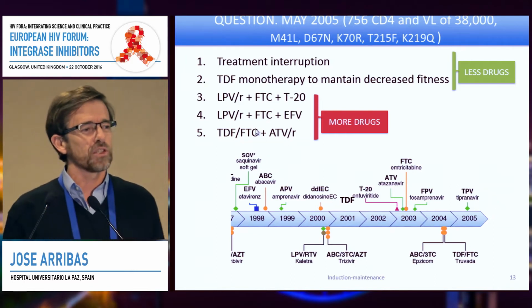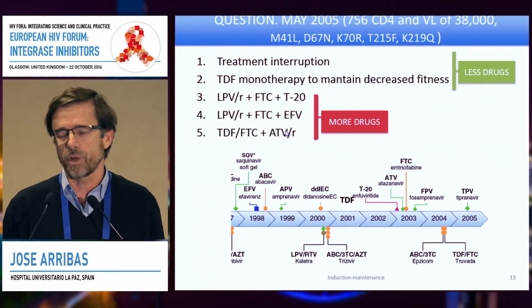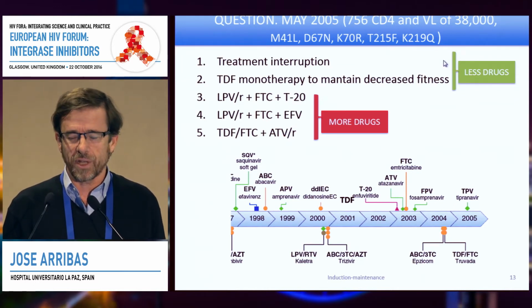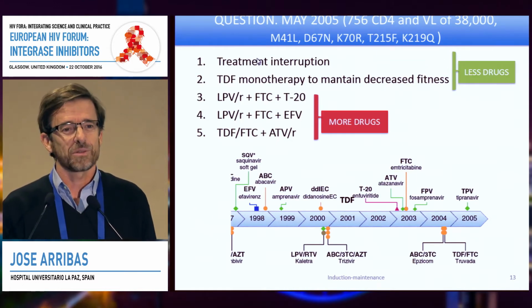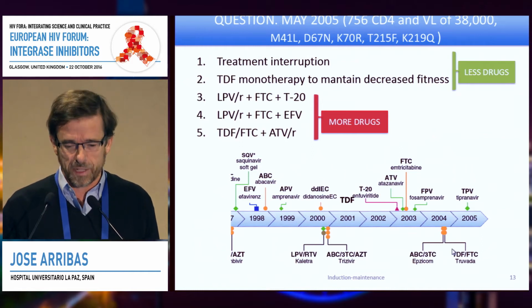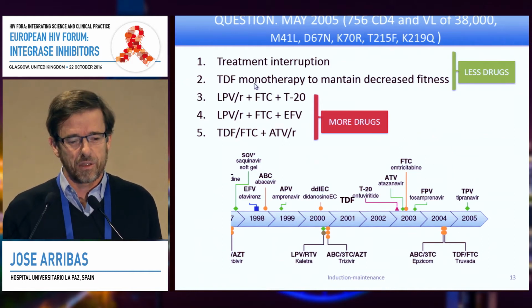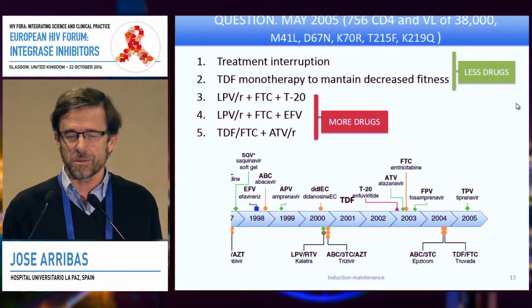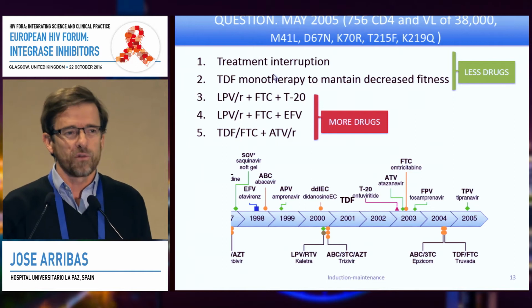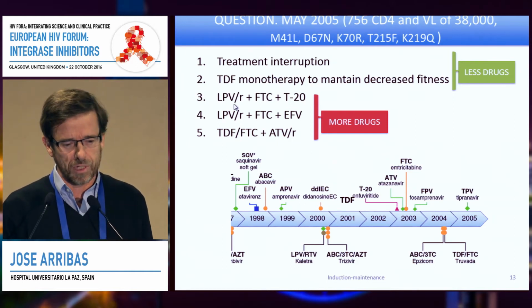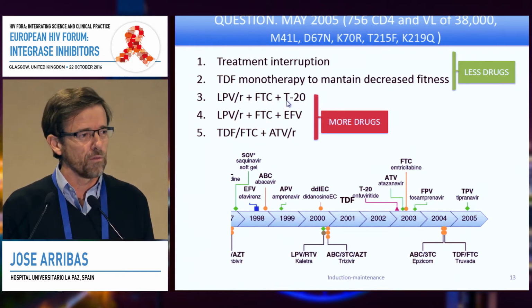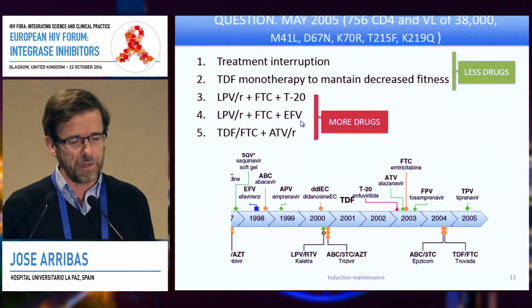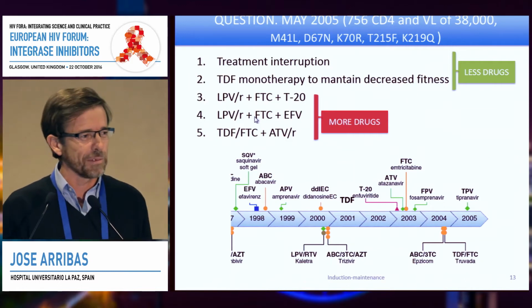So I have put multiple choice questions because we only have green and red. So who will go for green? Green is less drugs. So what will you do with this patient? Treatment interruption. This is a patient who's failing. So treatment interruption, waiting for better things than tipranavir or things like that. TDF monotherapy to maintain decreased fitness. This will be less drugs. Or you really go for the active approach and you go for lopinavir, ritonavir, FTC, T20, triple therapy, all of them fully active. Lopinavir, FTC, efavirenz, all of them fully active. Or Truvada, atazanavir, ritonavir, you were predicting things about 3TC.